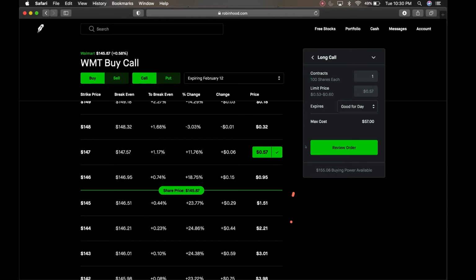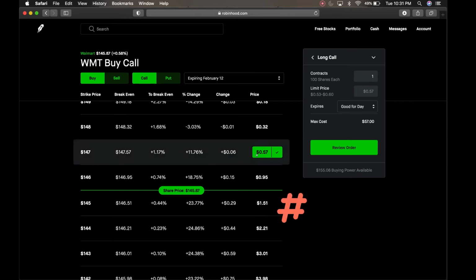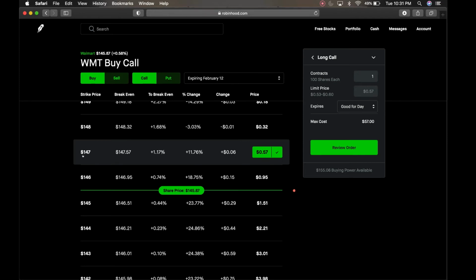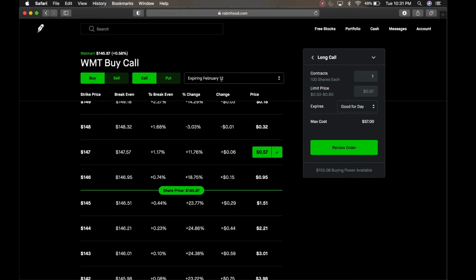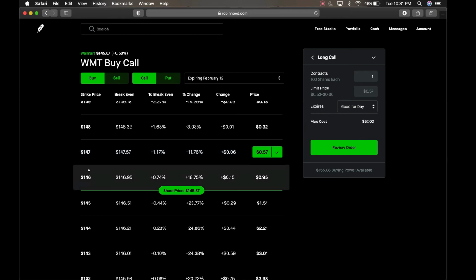Okay, so rather than you just getting 100 shares of Walmart for $147 per share and paying almost $14,700, you're only paying $57 for 100 shares at $147, right? If you're staying with me so far. If you are correct, and let's say, because this is expiring February 12th, and it's February 9th, so you have until Friday. Let's say tomorrow, Wednesday, this stock goes and hits 149.